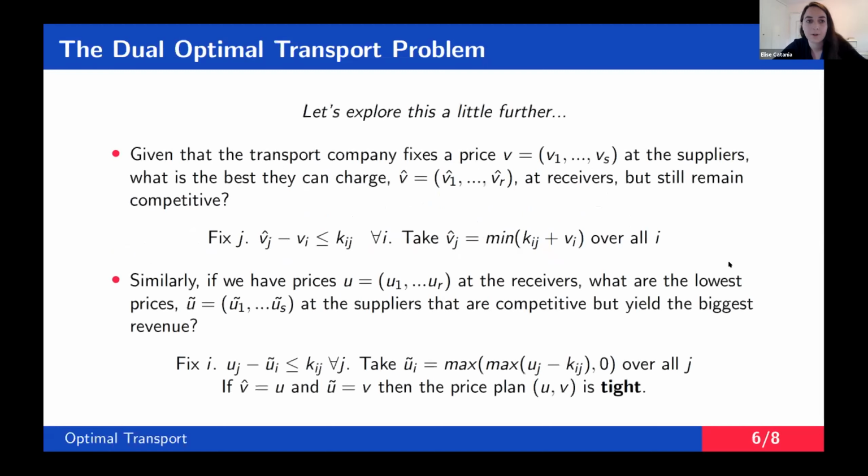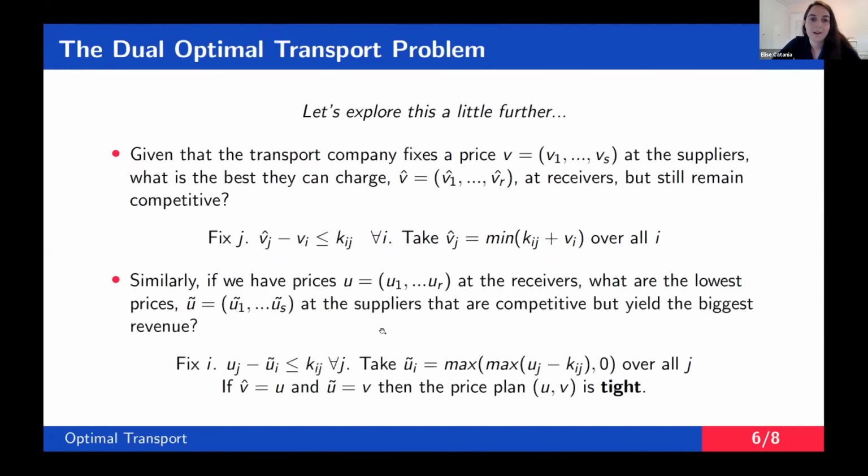So exploring this a little further, given that the transport company fixes a price V at the suppliers, they want to think about, well, what's the best that they can charge? We'll denote that V hat at the receivers, but still remain competitive. And so we can fix j, and then we get this inequality, and doing some algebra, just moving V sub i over, we can take V hat j to be the minimum of K ij plus V i over all i.